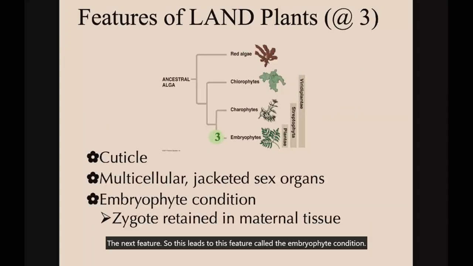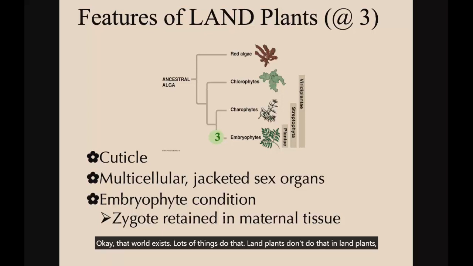The next feature leads to this feature called the embryophyte condition, and that's where land plants get their name. Embryophyte means embryo is embryo and phyte is plant. So what this means is that the mom, the thing that makes the egg, is going to keep Junior, and Junior is going to develop on mom. So imagine a world where mom makes an egg, the egg gets fertilized, and the egg then goes off somewhere and starts to divide and develop.